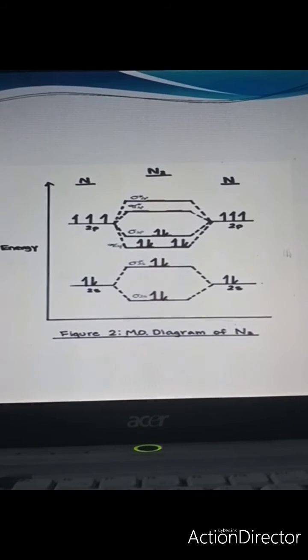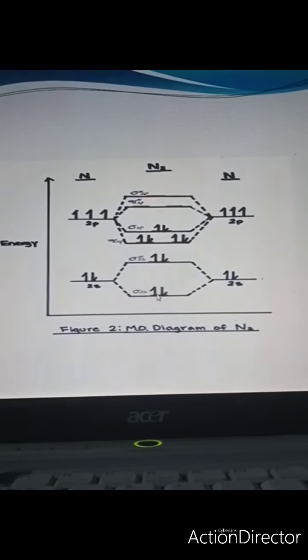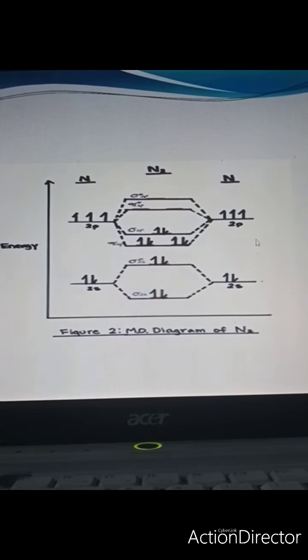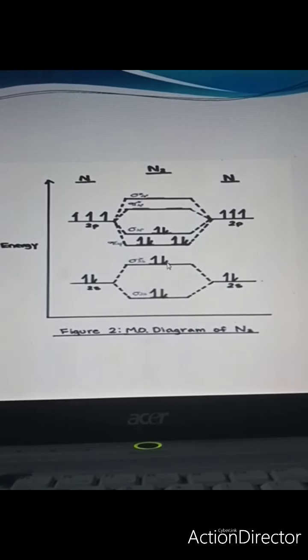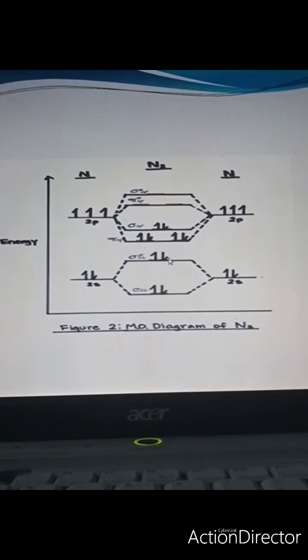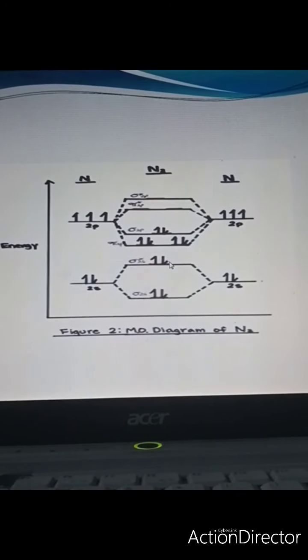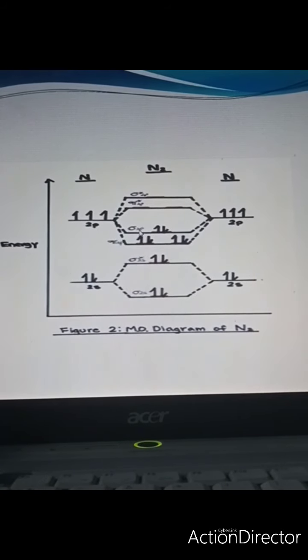So when we find out the bond order, that will be half of the number of electrons in bonding, which is 2, 2, 4, 5, 6, 7, 8, minus the number of electrons in anti-bonding, that is 2. So you are getting 6 upon 2, that will be 3. So bond order will be 3. Now if you see the magnetic behavior, since all the electrons in the molecular orbitals are paired, it will be diamagnetic in behavior.